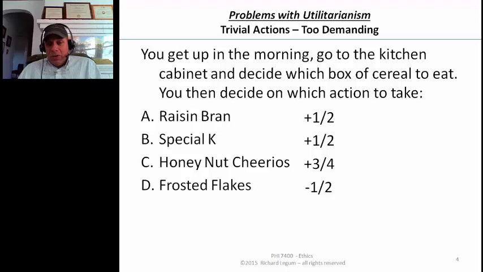Now, Act Utilitarianism looks like it's telling you that the only right thing to do is to have the Honey Nut Cheerios in this case. However, that isn't an action that we have any moral evaluation of. It's not the kind of action where we would decide that one of these choices is right and the other one is wrong. That is, it's what I was calling a trivial action, and it looks like Act Utilitarianism is way too demanding in this case, in that it requires that you select one of these trivial actions when in fact any of these trivial actions would be just fine.